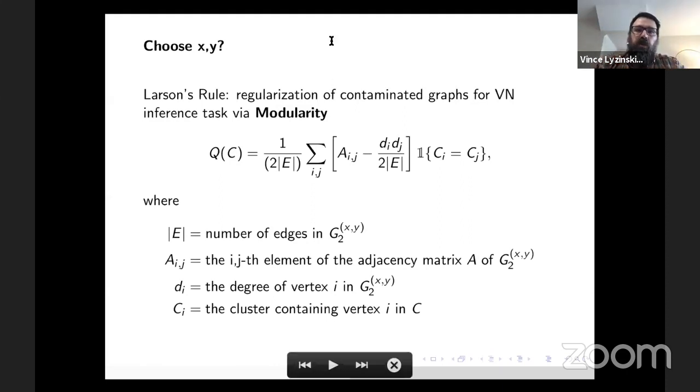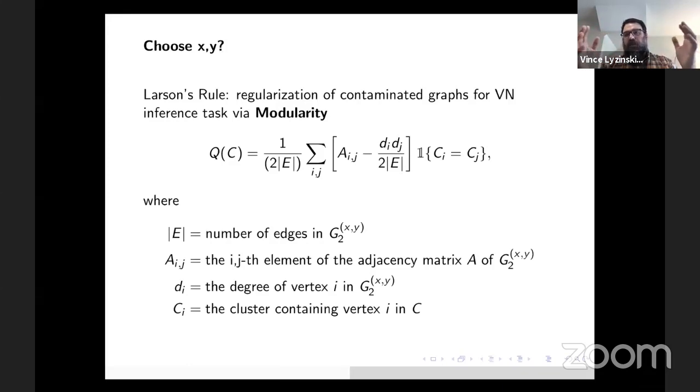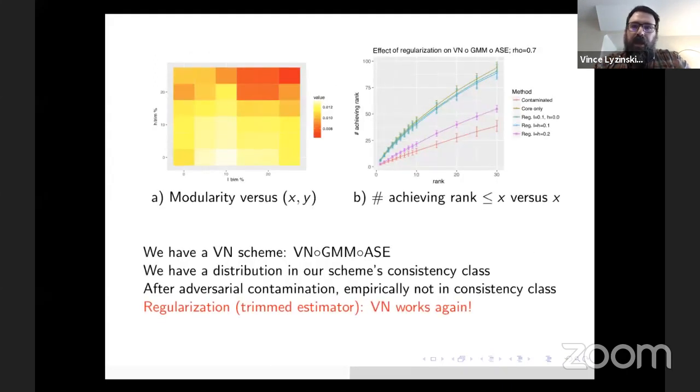And so Larson's rule says, choose X and Y by doing a grid search over X's and Y's, trimming off various amounts each time, and choose the X and Y that maximize network modularity under some clustering of the original network. Okay. And it turns out that this works remarkably well in practice. So this is an example in that simple stochastic block model example. This is the network modularity versus the X trimming and the Y trimming.